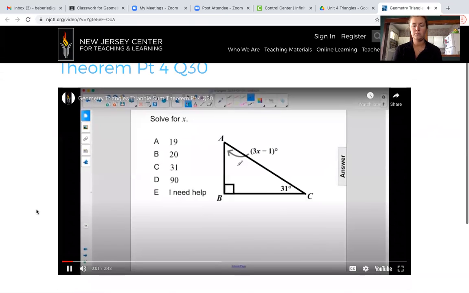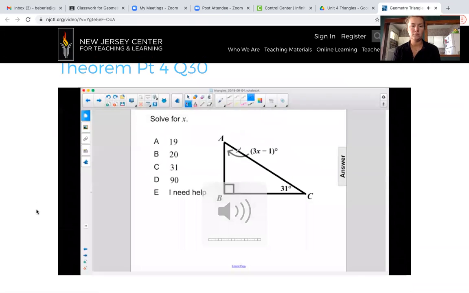Solve for x. Since this is a right triangle, we know that angles A and C are going to be complementary. Therefore, the measures of those angles add up to 90 degrees. So we have angle A here plus 31 degrees equals 90 degrees. We'll combine like terms. We have -1 degree plus 31 degrees.